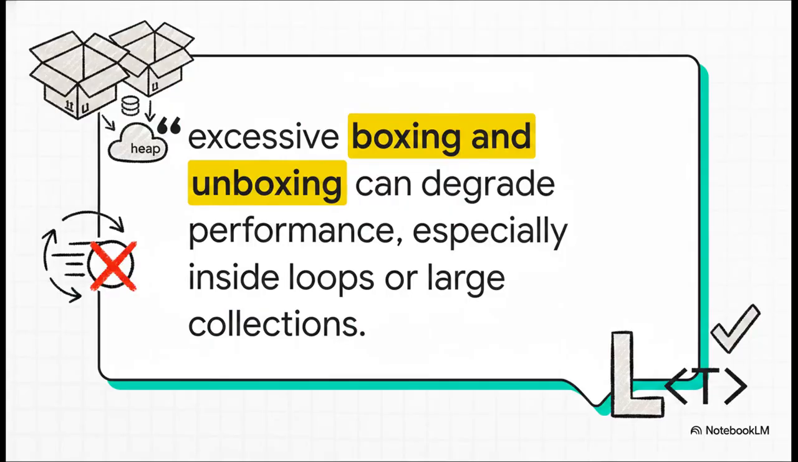So, following on that, you'll often hear about boxing and unboxing. This is basically the process of converting a value type to a reference type and back again. It's like taking a book off a fast access shelf and putting it into a big, heavy backpack. You can do it, but if you're doing it over and over inside a loop, it's going to slow you down. An interviewer asking about this wants to hear that you understand the performance cost and that modern C-sharp features like generics help us avoid it.